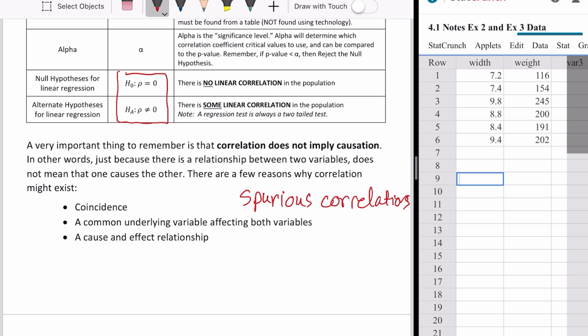I think one of the problems that we're going to have them work has one of those. Sometimes there's just a common underlying variable that is affecting both variables, and sometimes there is a cause and effect relationship. But the point is that seeing if there's a linear correlation does not prove that one thing causes the other. It is just kind of a starting point to see if there's a relationship between the variables. So if you don't walk away with anything else the whole semester, please walk away with correlation does not imply causation. Very important.